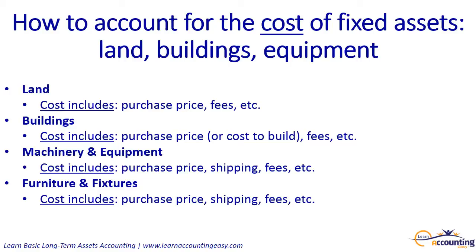Machinery and equipment, we've got the purchase price, any shipping, if there were any installation costs and things like that, any fees, those would factor into the cost. And also furniture and fixtures, same way. We may have shipped the assets, we may have had them installed or assembled, and all of those types of costs and fees would factor into the initial cost.